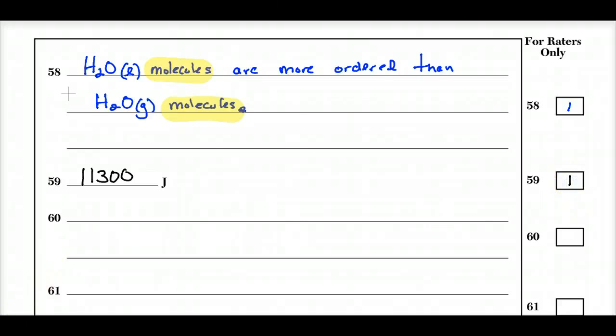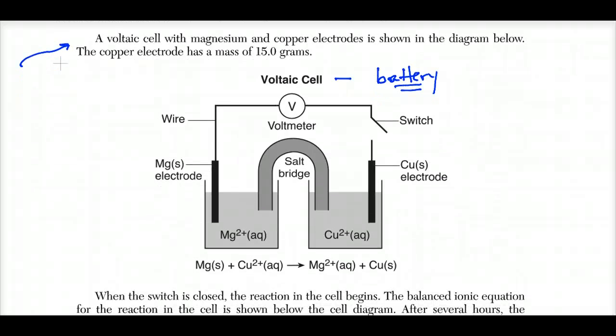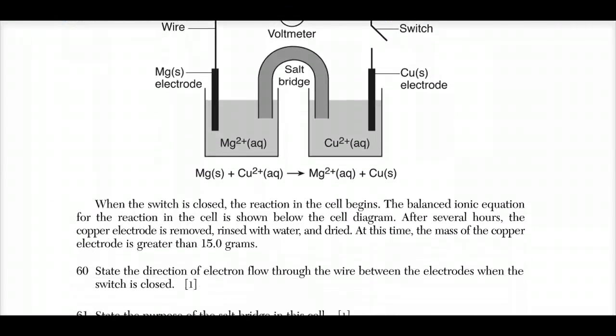Number 60. So number 60's got a voltaic cell. It's got a salt bridge. It is the battery. Okay, it's a battery, also called a galvanic cell. So there's a little blurb here, but we'll go back to it later. I got my voltaic cell, it's a battery, got my salt bridge to give me the overall reaction. What are they asking for?